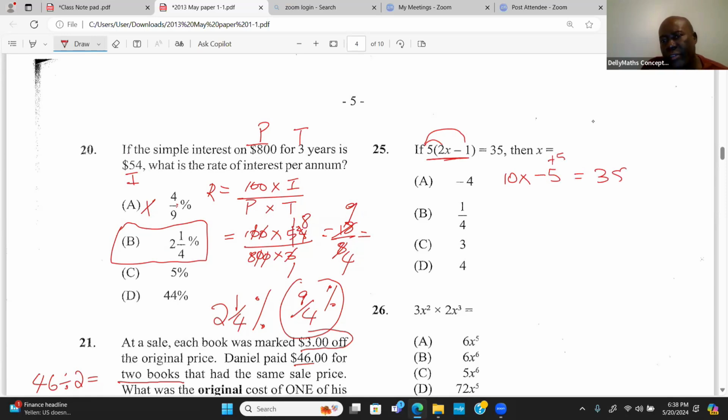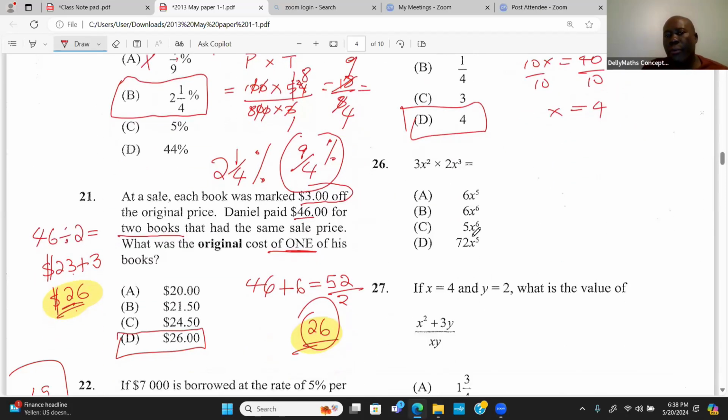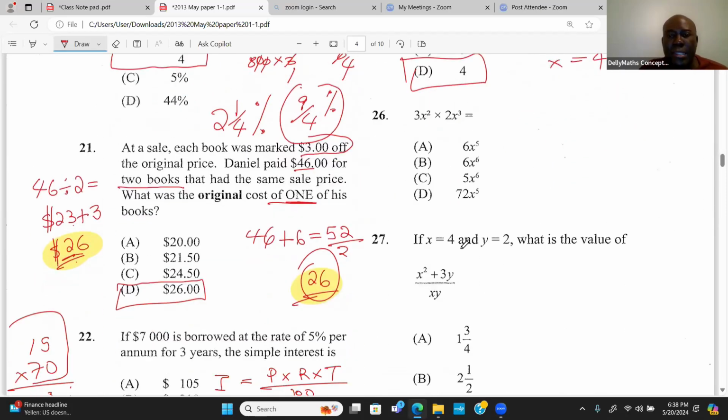Then I'm going to add 5 to both sides. So 10x is now 40. 10x is 40. You can see x has to be 4. And we're gone. So the multiple choice is kind of a nice little walk. We expect everybody to collect a 60 from 60 here. You don't want to miss this.